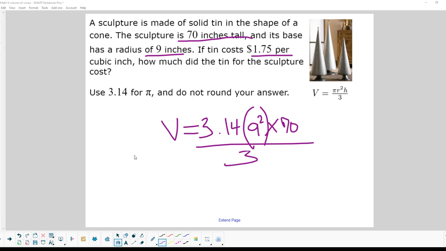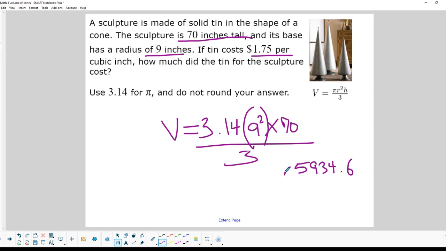3.14 times 9 times 9 times 70 equals 17,803.8. And then divide that by 3, and it's 5,934.6. All right, so that's how much it takes to make one sculpture.